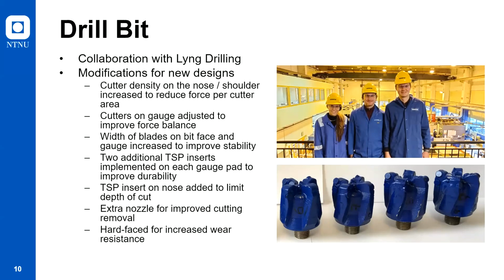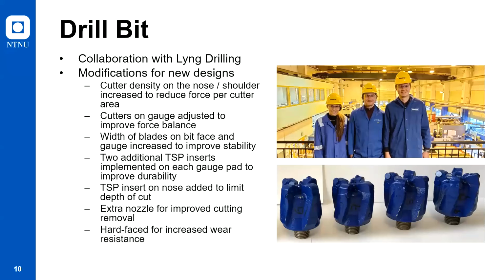Firstly, the cutter density on the nose and shoulder were increased to limit the exposure of high drilling loads that may result in impact damage. Several cutters on the gauge were also adjusted to improve the force balance of the drill bits. According to simulations performed by Ling Drilling, this resulted in the unbalanced forces decreasing from 27% to 16%. The width of the blades on the bit face and gauge were increased to enhance drill bit stability and reduce vibrations.